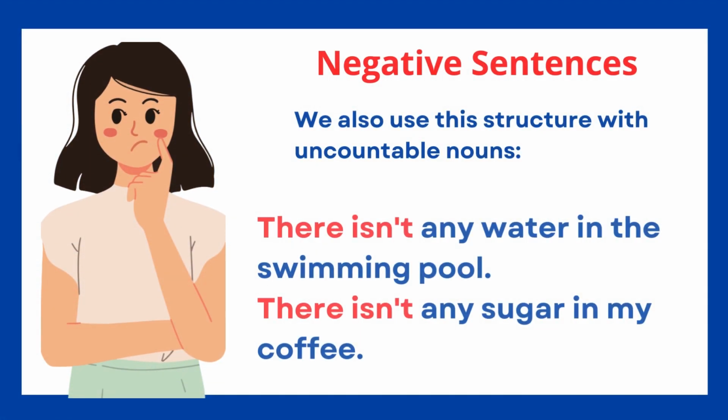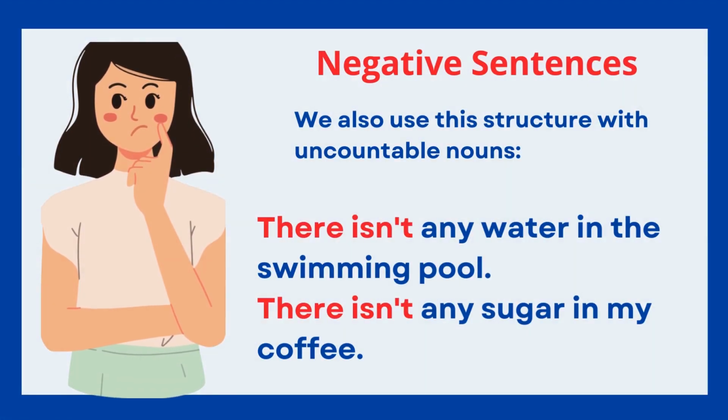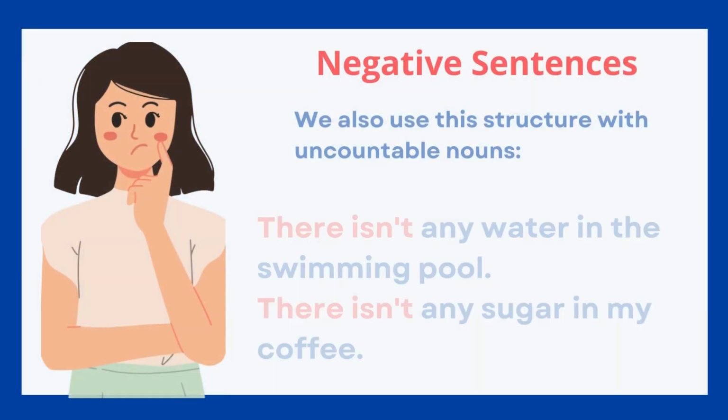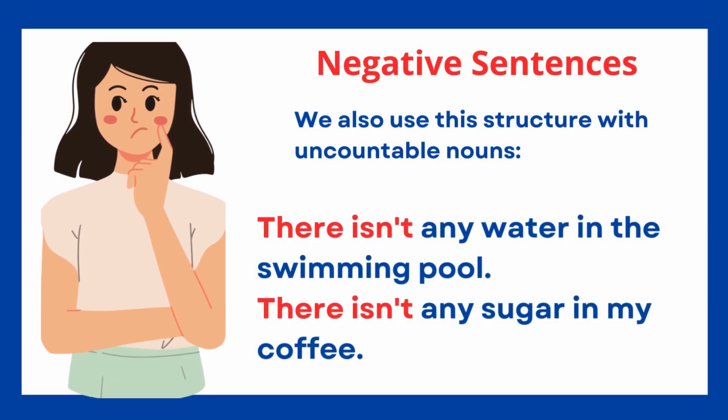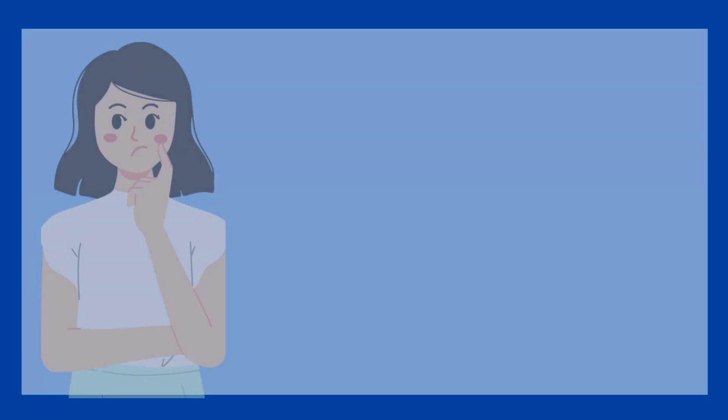Negative sentences. We also use this structure with uncountable nouns. There isn't any water in the swimming pool. There isn't any sugar in my coffee.